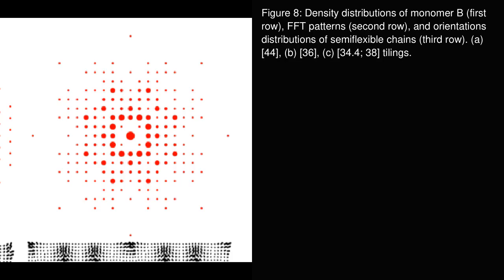Figure 8 explores columnar morphologies formed by flexible semi-flexible diblock copolymers in 5-dimensional SCFT calculations. The figure displays from top to bottom the density distributions of monomer type B, fast Fourier transform or FFT patterns, and orientation distributions of semi-flexible chains for 3 distinct tiling patterns labeled 4^4, 3^6 and 3^4.4^3.3.4^2. These naming conventions follow Archimedean tiling rules, describing geometric arrangements of polygons composing the structure.